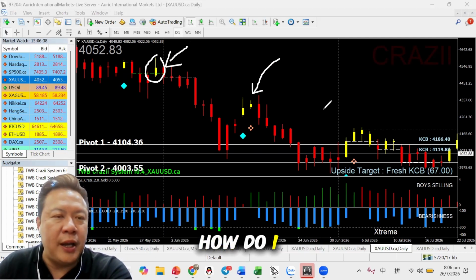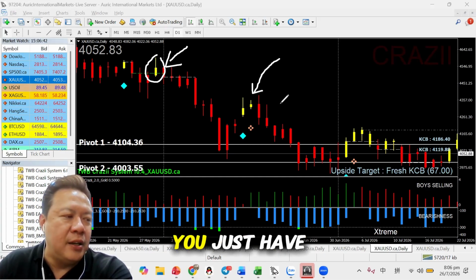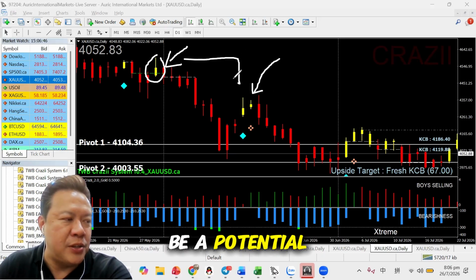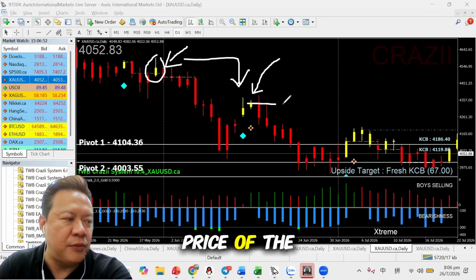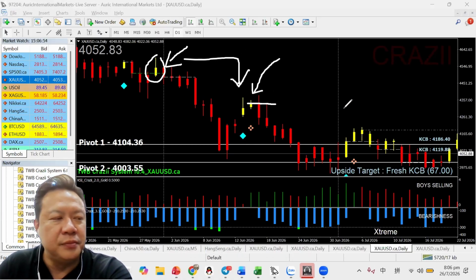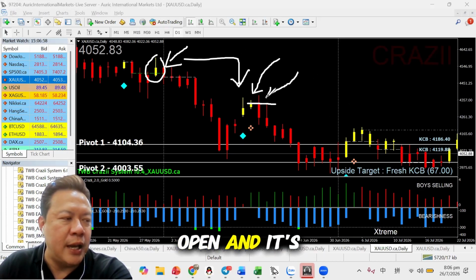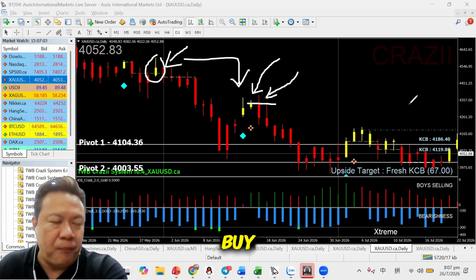And how do I know what to do tomorrow? Actually, it's pretty simple. Every day when it's finished and you know that there could be a potential suspect of a K trend, you just need to draw a horizontal line at the closing price of the yellow candle. Can you see that? So it's very simple. Tomorrow, if the market opens and is still above OP and is a yellow candle, you just have to buy.